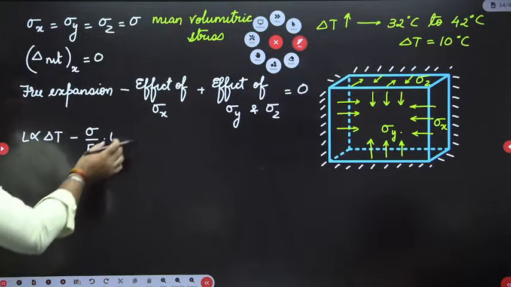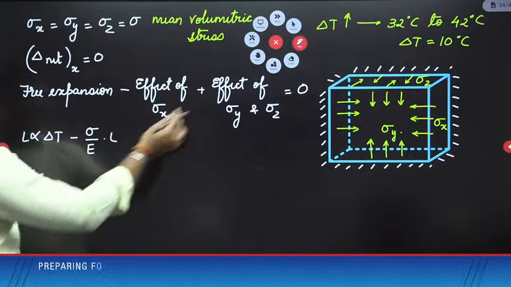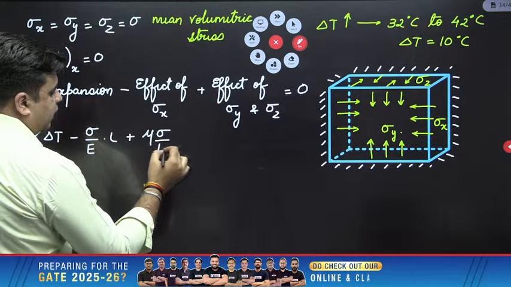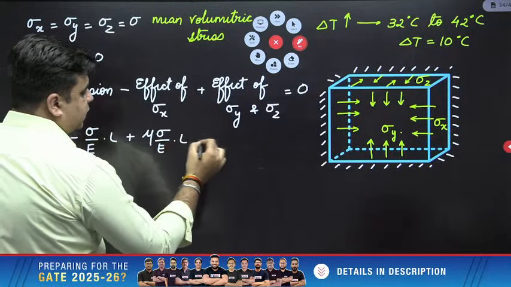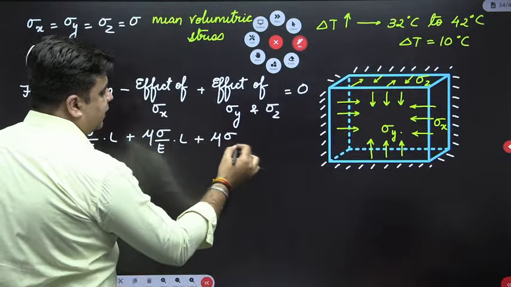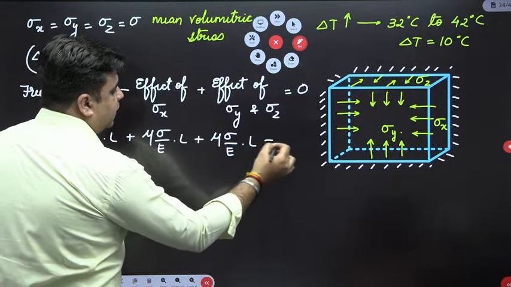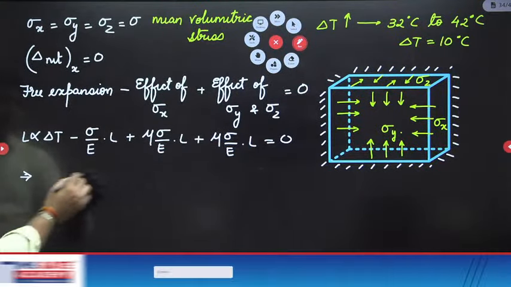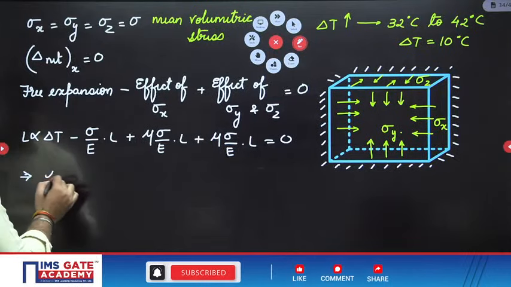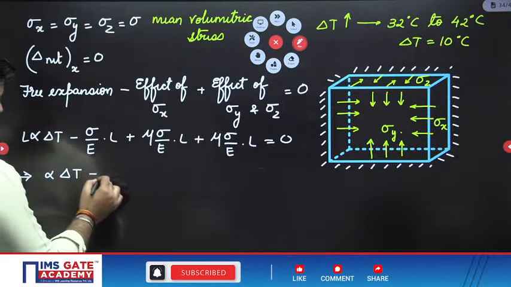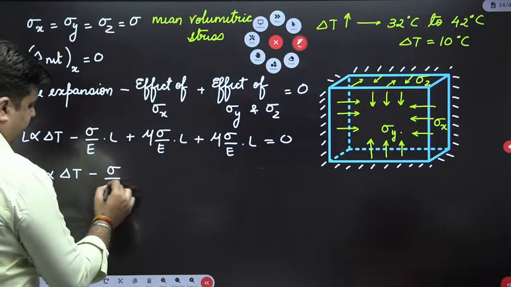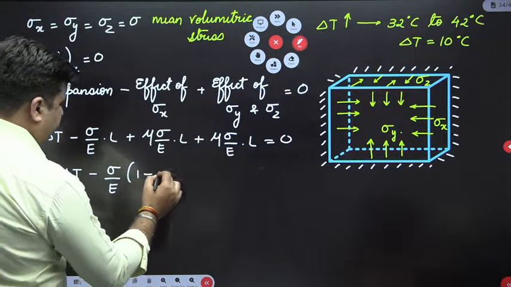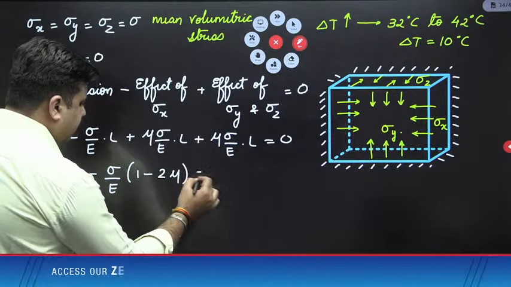Mean volumetric stress. So this is the effect of sigma x. Now the effect of sigma y will be plus mu times sigma by E into L, plus the effect of sigma z, plus mu times sigma z by E into L. Please calculate this. You can take out L common. So L is common. You are left with alpha delta t minus sigma by E into (1 minus 2 mu). This is equal to 0.